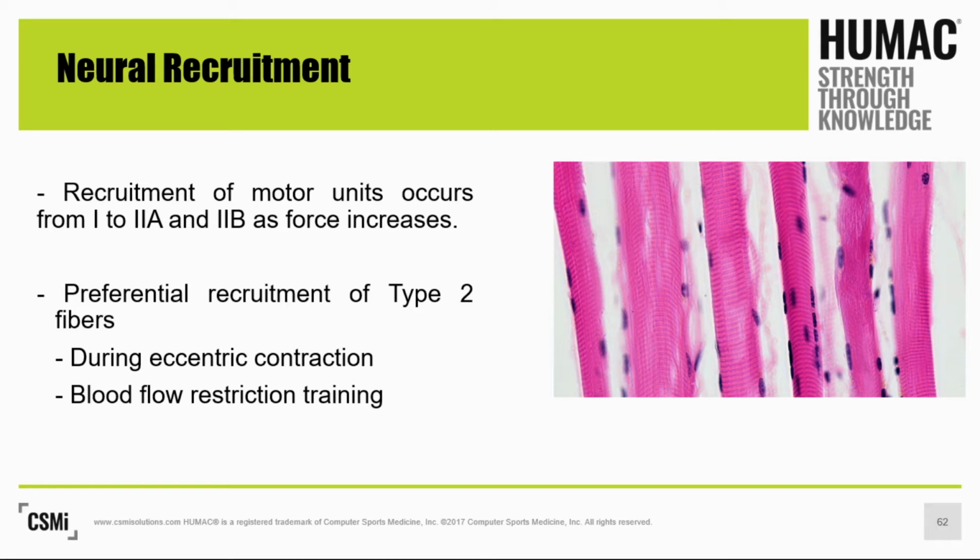During eccentrics, there's a preferential recruitment of type 2 fibers over type 1. The other way we kick in our type 2 fibers at low resistance levels is with blood flow restriction training. At the end of the course, I'll talk about blood flow training and how you can combine it with the dynamometer.